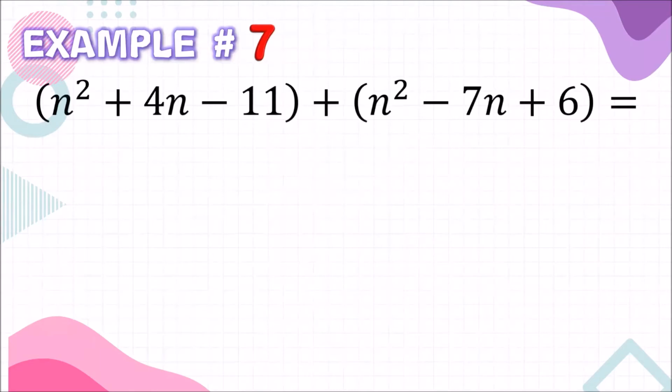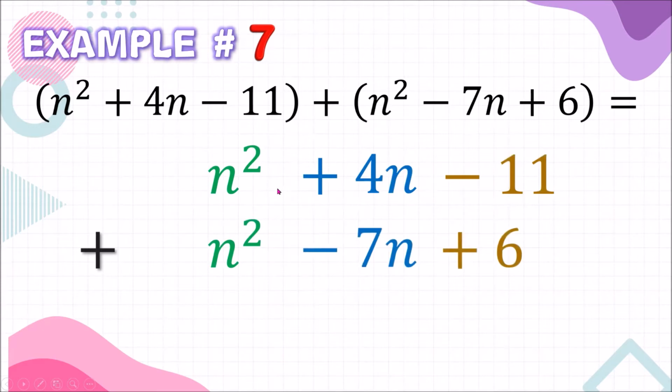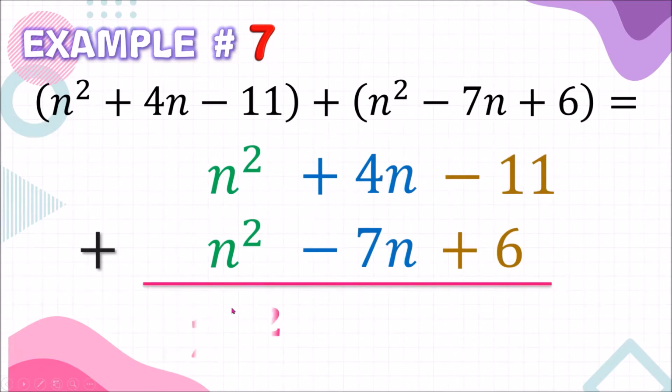Example number 7. I have the quantity n squared plus 4n minus 11 plus the quantity n squared minus 7n plus 6. So we have here n squared plus 4n minus 11 plus n squared minus 7n plus 6. So combining similar terms, we have n squared plus n squared. So that is, again, an invisible 1. So 1 plus 1, we have 2, and then just copy n squared. We have here 2n squared.